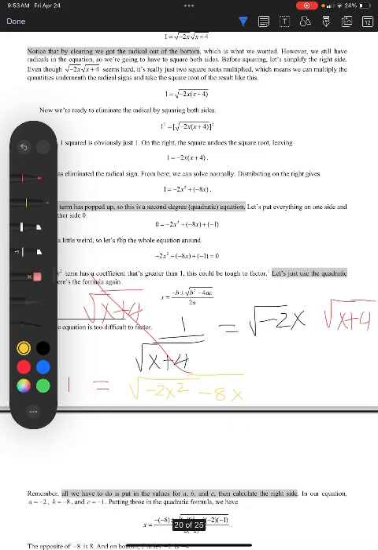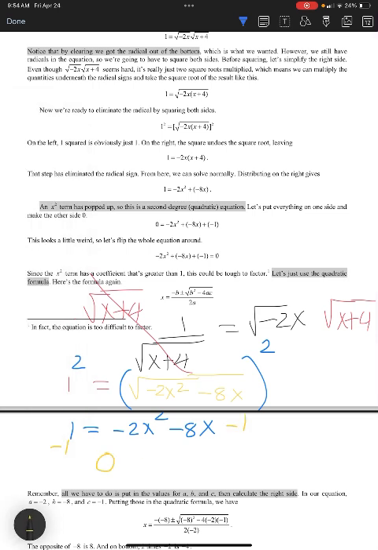All right, next step, we want to get rid of that radical. So we will square this side and square this side. So we get 1 equals negative 2x squared minus 8x. And then because this is a quadratic now, we want to get 0 on this side. So we get 0 equals negative 2x squared minus 8x minus 1.